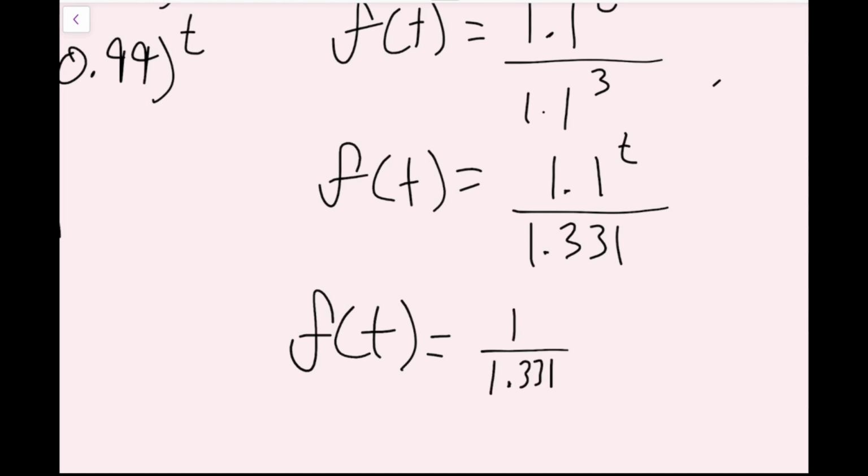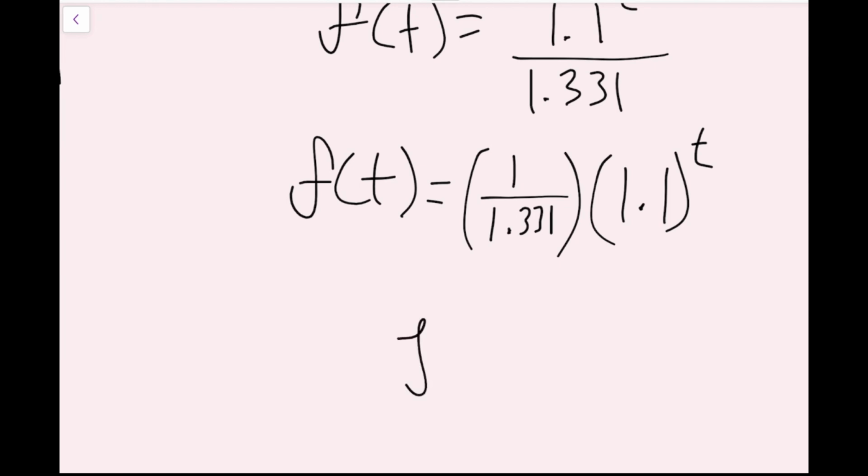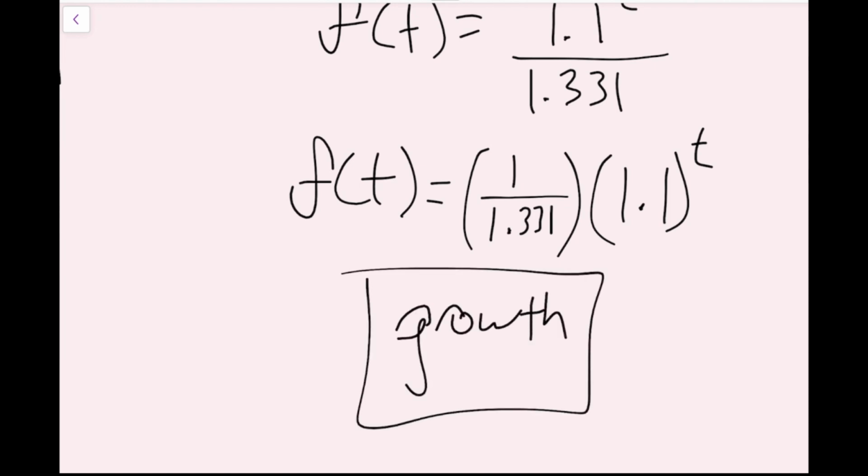This is definitely not simplified because there's a decimal in it, but for our purposes, this is fine because now I'm multiplying this number by 1.1 to the t, and I know, even after I've rewritten this, that this is still going to be exponential growth because the number that's being taken to a power is greater than 1. So this is going to be exponential growth. And now we're done with this one.